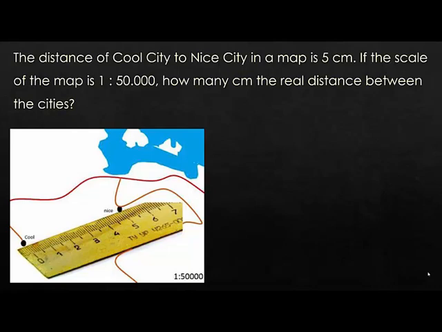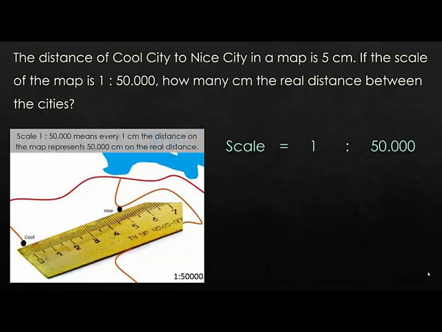So we write the scale is 1 to 50,000. Scale 1 to 50,000 means every 1 centimeter distance on the map represents 50,000 centimeters of real distance. So here, every 1 centimeter represents 50,000. Here 5 centimeters means it represents 5 times 50,000, which is 250,000 centimeters.